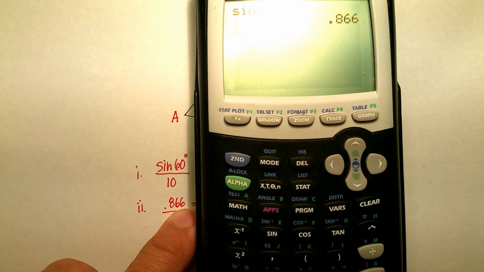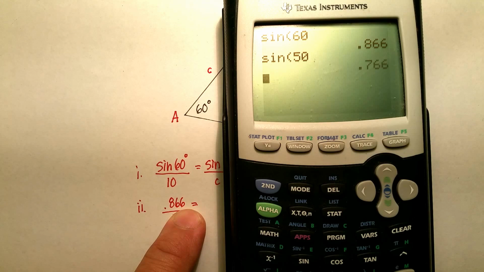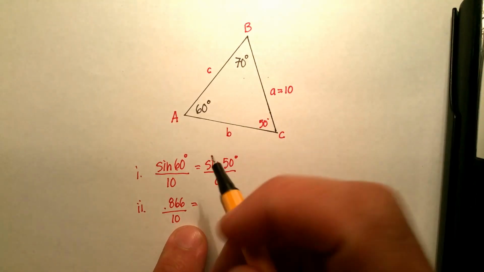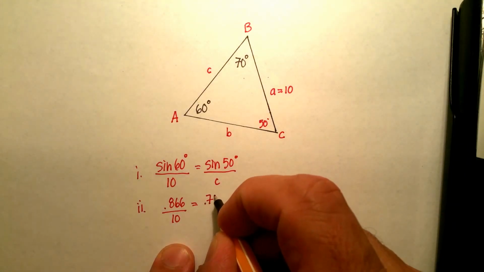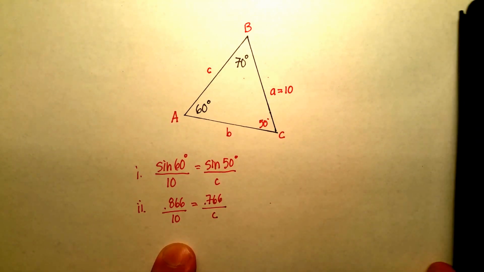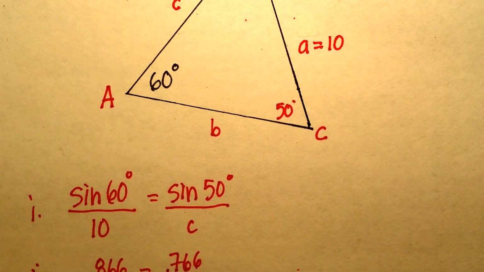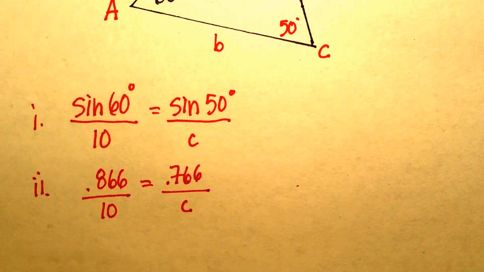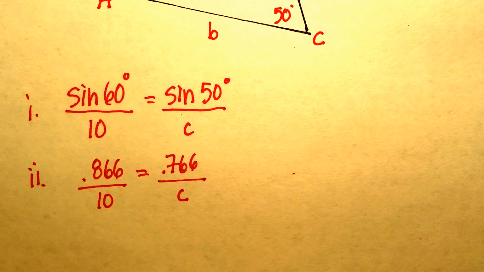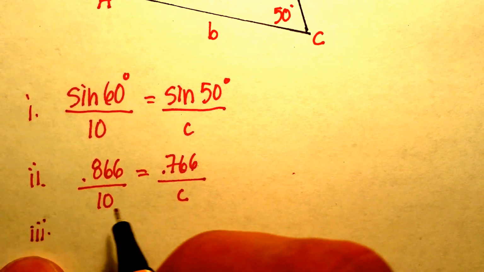Let's go ahead and do that. Sorry about the glare. Sine of 50, 0.766, and that's going to be over C. Okay, let me just make this a little bit bigger so you can see it. Okay, let's go ahead and do cross products.